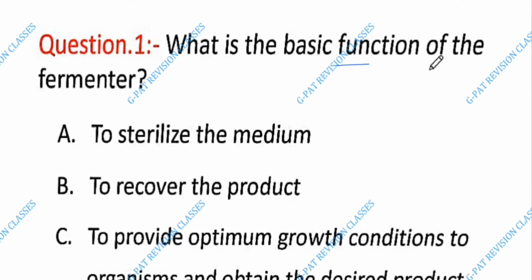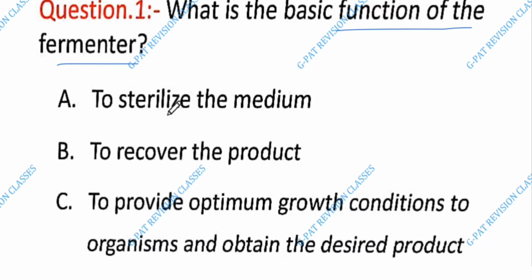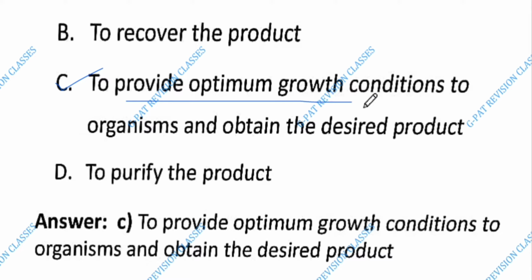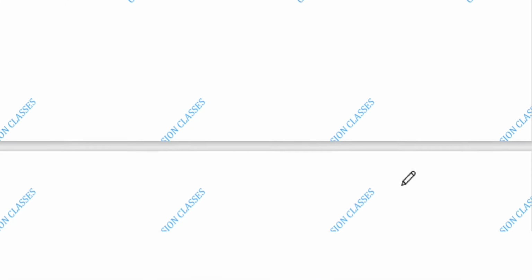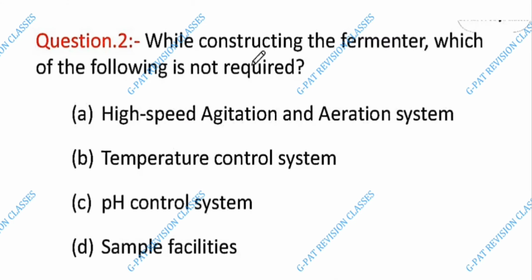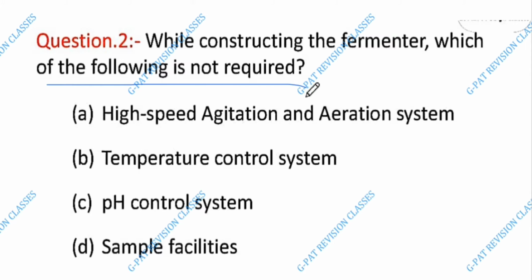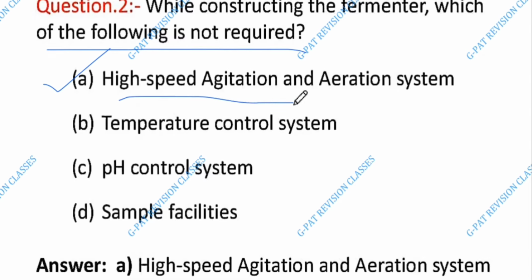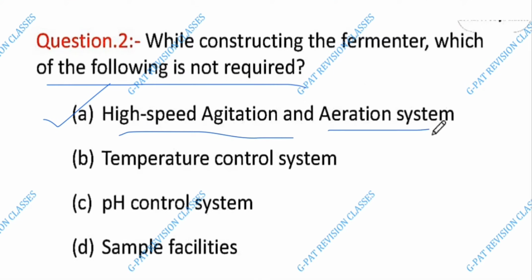First question number is, what is the basic function of the fermenter? The answer is C. To provide optimum growth condition to organism and obtain the desired product. Okay. Next is second question number. While constructing the fermenter, which of the following is not required? The answer is A. High speed aggregation and aeration system.